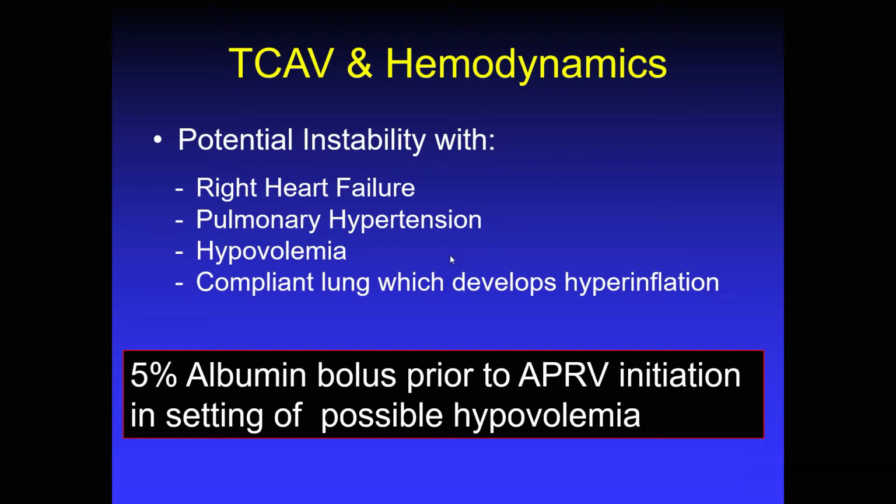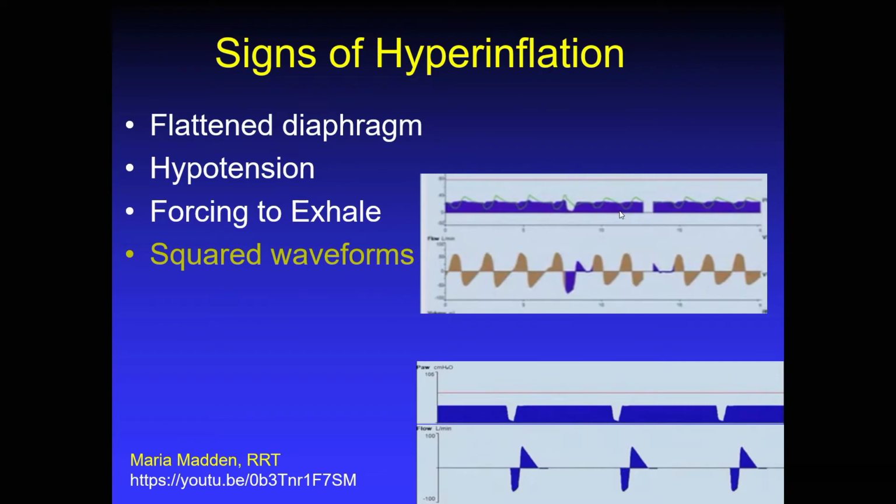Another pitfall with APRV, particularly in patients with fairly normal lung compliance, is hyperinflation. APRV works through auto-P, but if you generate too much auto-P, the patient can become hyperinflated. Evidence of this is hypotension, a widened or squared off expiratory waveform that you see here.